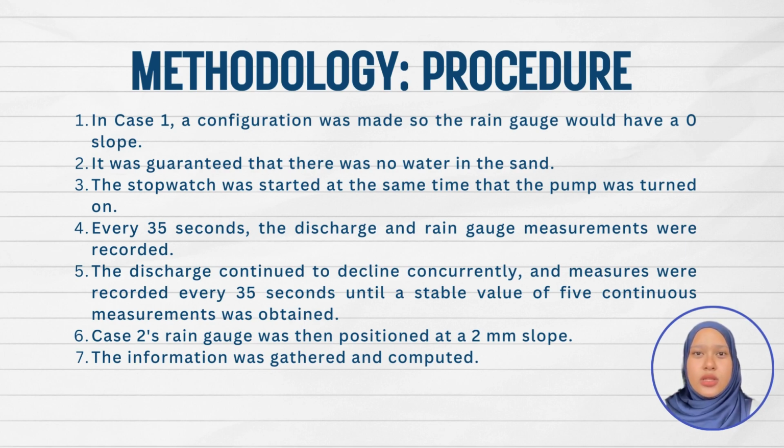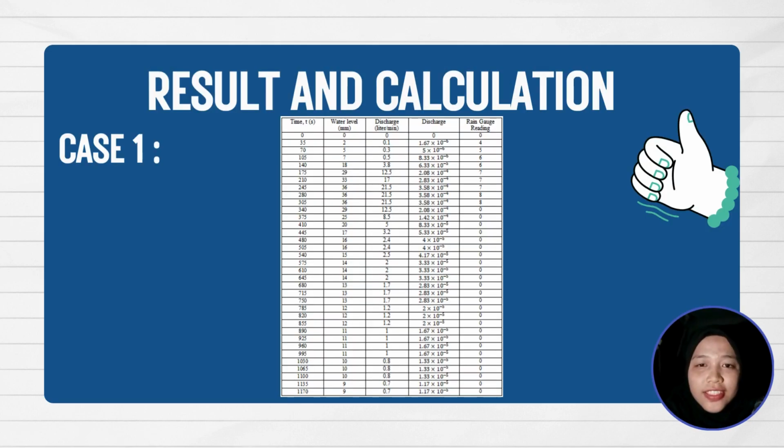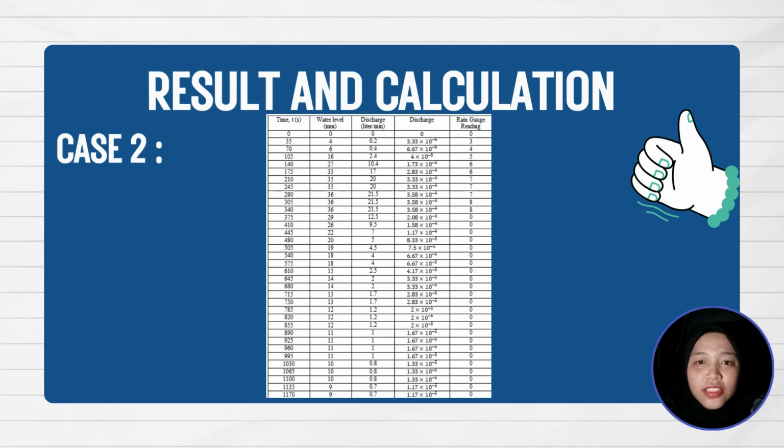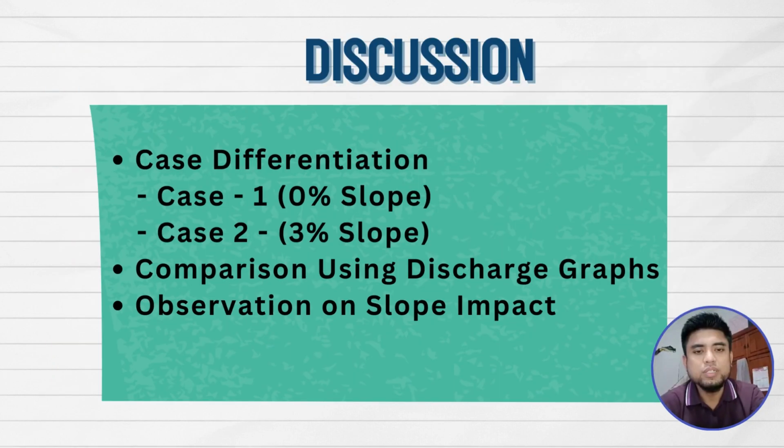The discharge continued to decline, and measurements were recorded every 35 seconds until a stable value of 5 continuous measurements was obtained. In case 2, the rain gauge was then positioned at a 2 mm slope. The information was gathered and computed. This is the result and calculation for case 1, and this is the result and calculation for case 2.